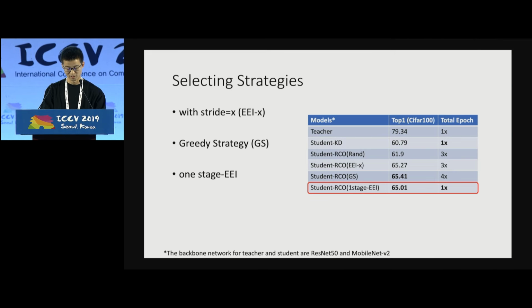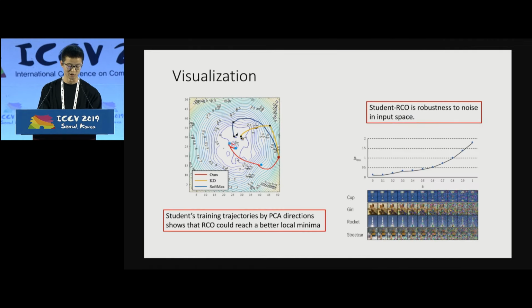The first one is to select anchors with a fixed stride, which means we pick an anchor with an equal epoch interval. The second one is the greedy strategy, which is a bit complicated. The basic idea is to set the target according to both the target's hardness and the student's abilities. The first 2 strategies boost the performance by a large margin, but at the cost of extra training time, so we propose the last one to deal with it. It's called one-stage RCO. Due to limited time, for more details, please refer to my paper.